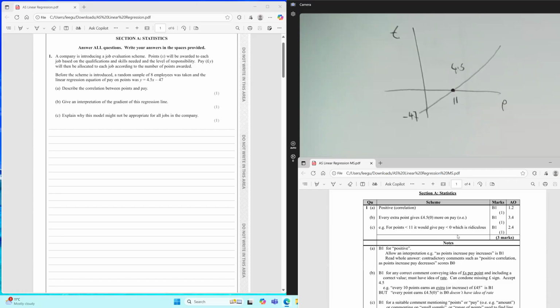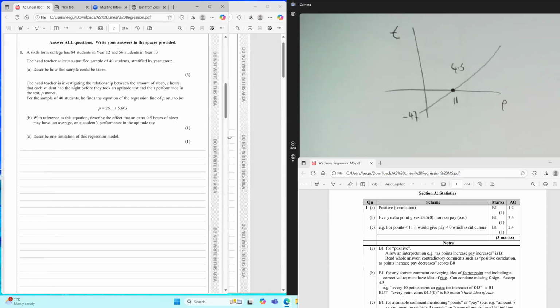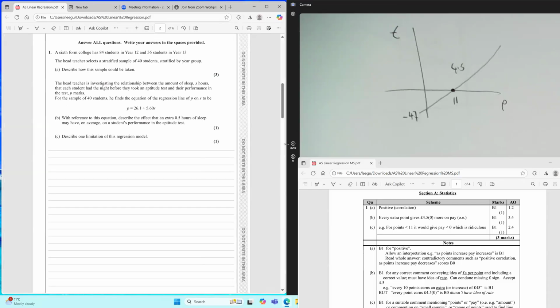So there we go, that is that question. Perfect. Right, that's that first question. Now let's have a look at another question, because that didn't take long. This one is also on correlation, and also has a little bit of sampling in it. So let's have a look at this second question.